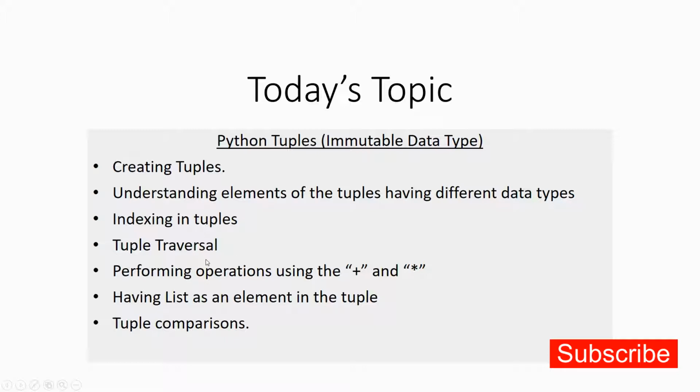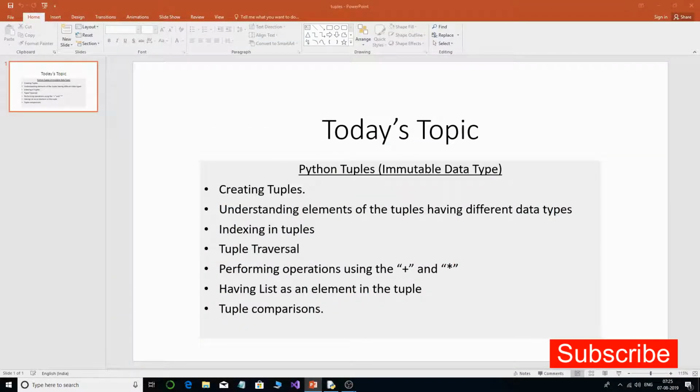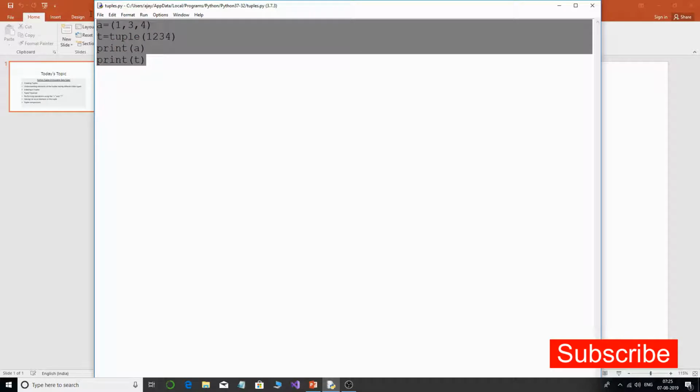And then the tuple traversal, and then with the plus operator and with the multiplication operator, we're going to perform some operations on tuples. And the second last is very interesting, that is having a list as an element in a tuple. Now this is something that is a bit interesting. Okay, and then at the last we're going to look at the tuple comparisons. So one by one we'll look at this. So we will start with our coding.